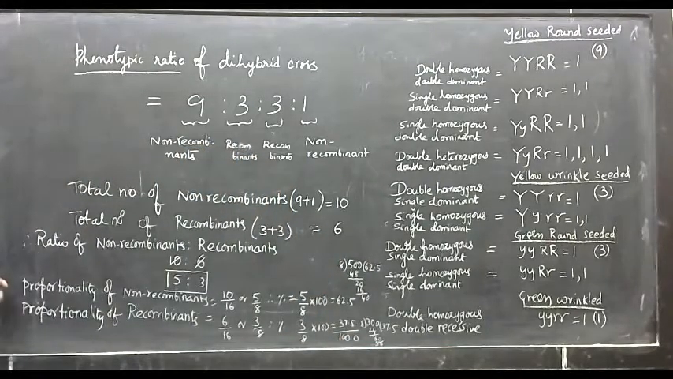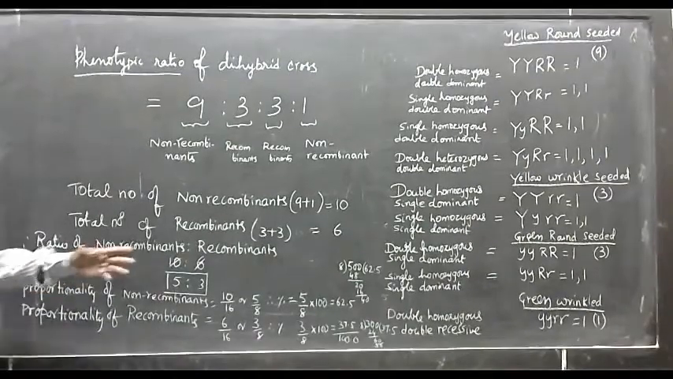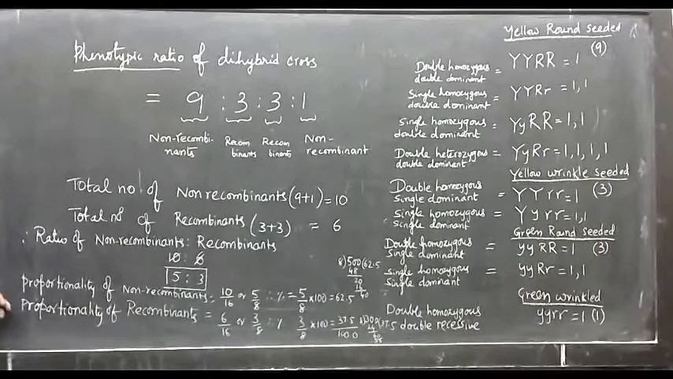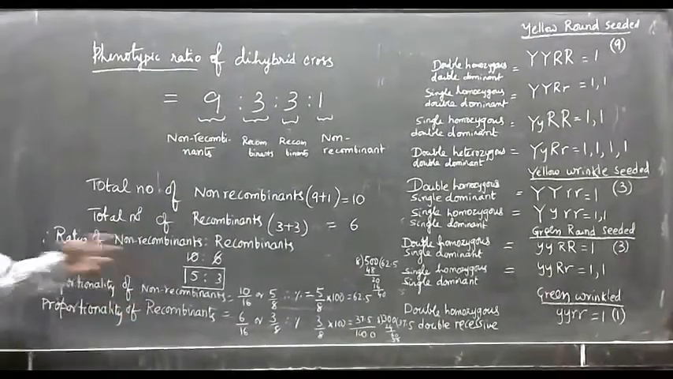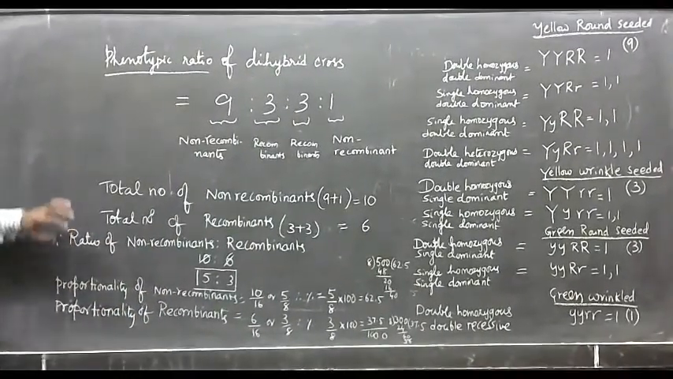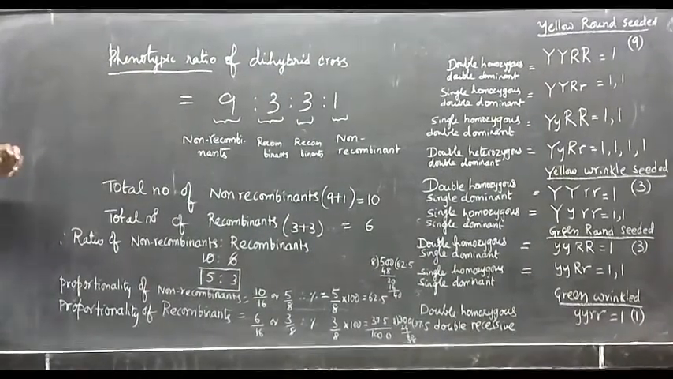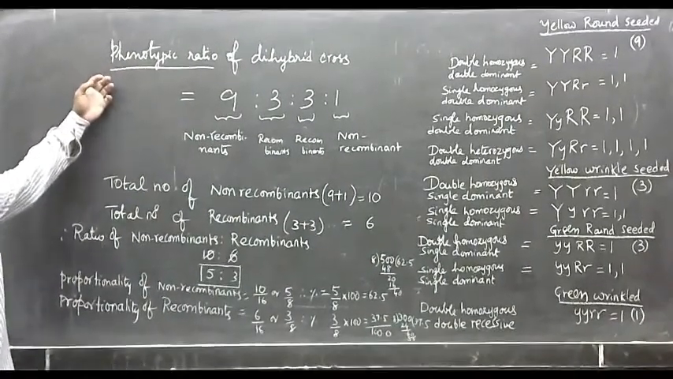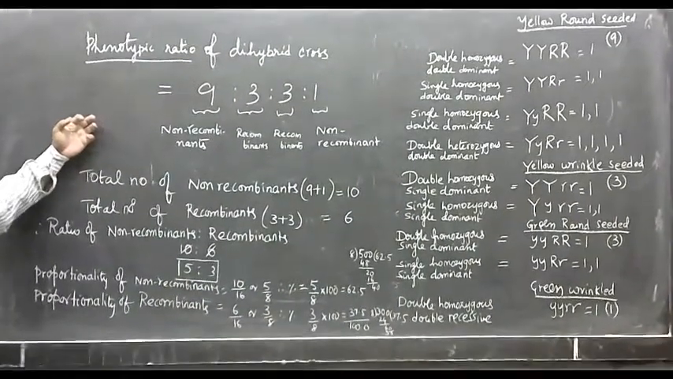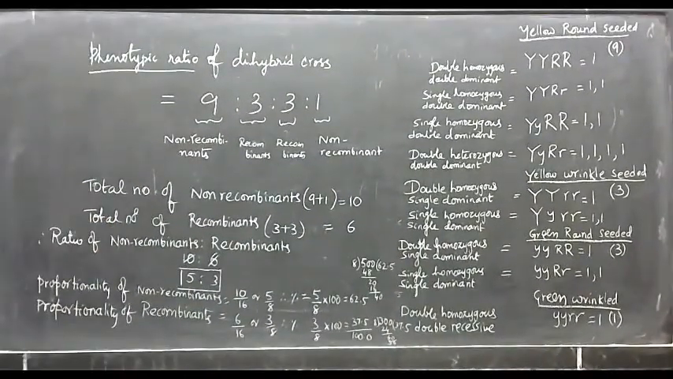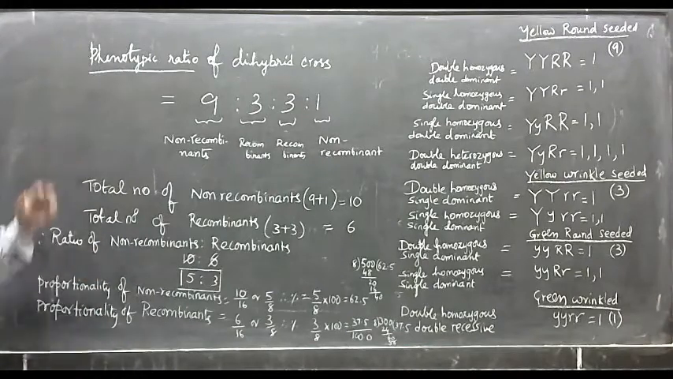So this is the proportionality of non-recombinants and the percentage, and this is the proportionality of recombinants and the percentage. So this is how we have analyzed the phenotypic ratio of dihybrid cross of F2 generation.